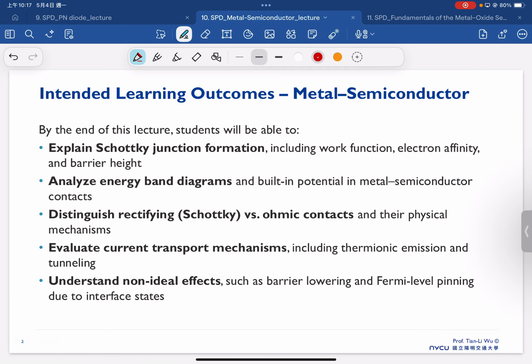So here is what we expect to learn here. Explain the Schottky junction formation. That's very important: why and how the Schottky junction forms, analyze the band diagram, and also understand the difference in mechanism between the Schottky and Ohmic contact.